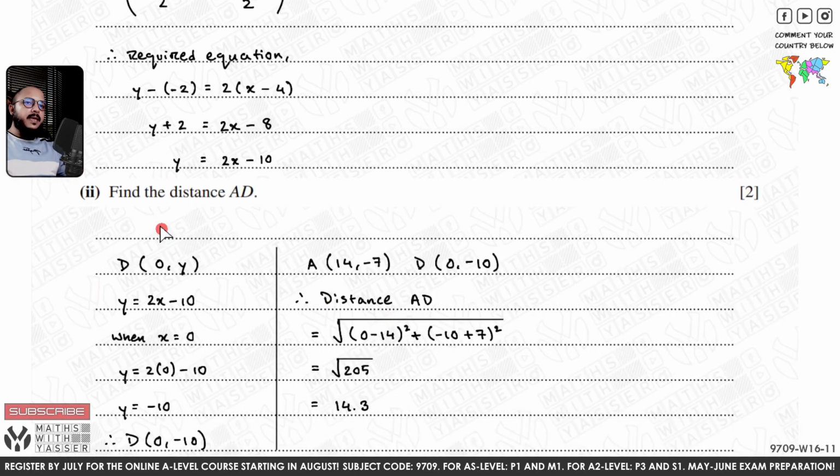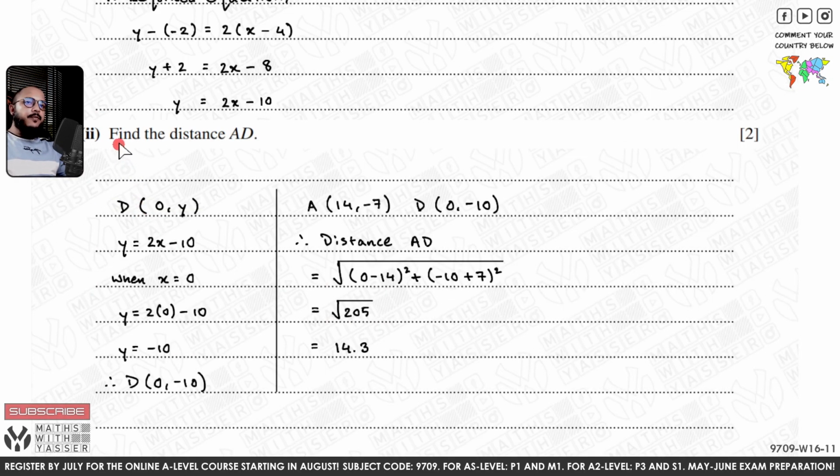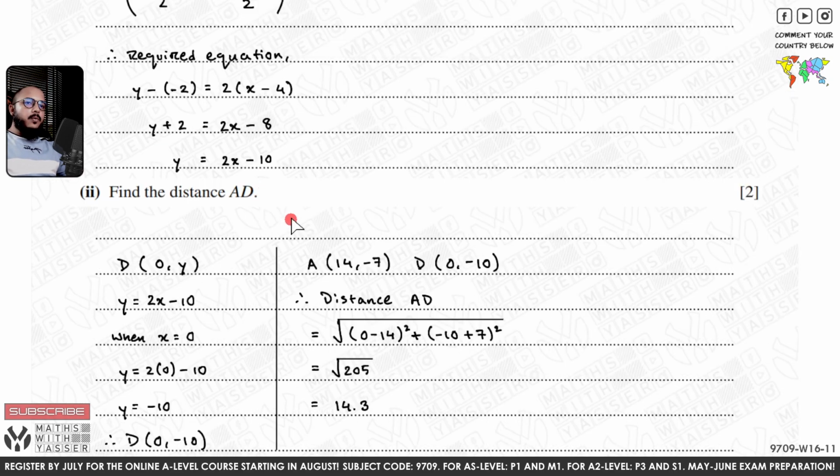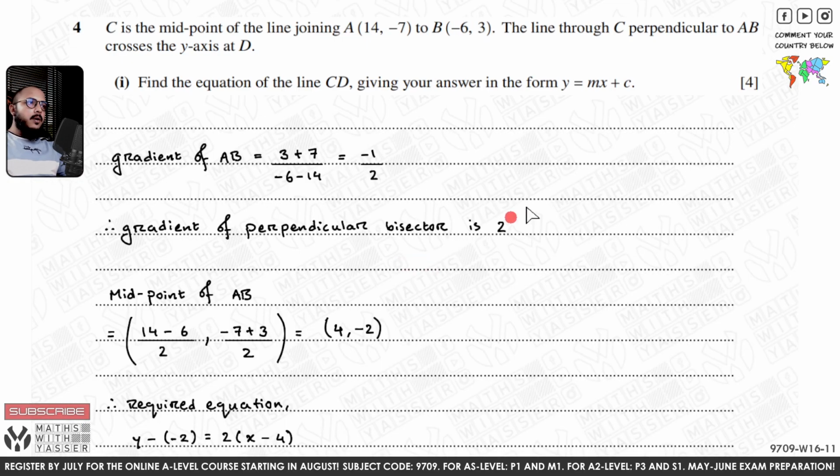Moving on, for the second part of the question, we need to find the distance AD. So we know that, as it is mentioned in the question, point D crosses the y-axis, and we know that on the y-axis x is 0.